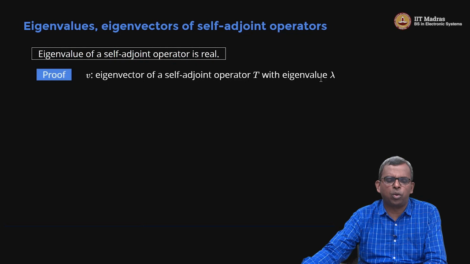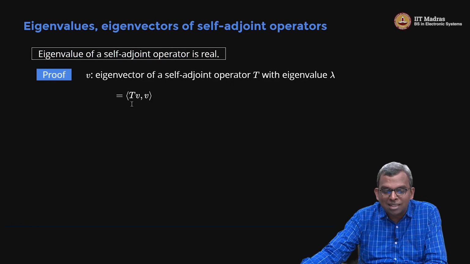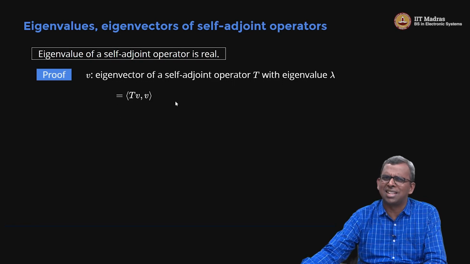Here is a quick proof. I am going to quickly walk through the proof. So, you start with an eigenvector v which has an eigenvalue lambda, right, and T is self-adjoint. And then you look at this inner product of Tv and v. Most of the proofs in this self-adjoint operator world will start with this.